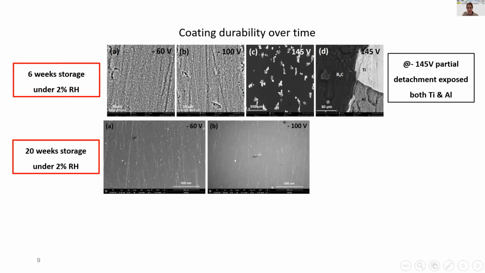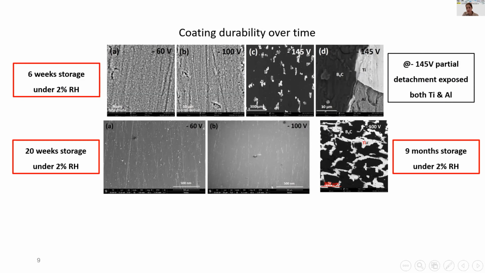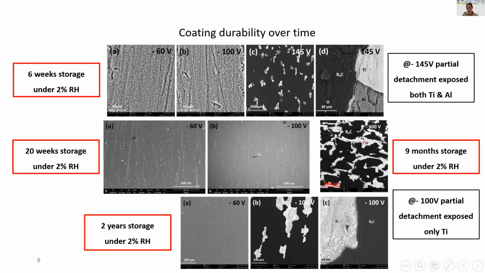After 20 weeks of storage, the 60 and 100 volt coatings still remained fully adhered to the substrate, but after 9 months the coating started flaking off the surface. This was taken today, and you can see that the coating prepared under the 60 volt bias voltage remains fully adhered today, 2 years after the process.